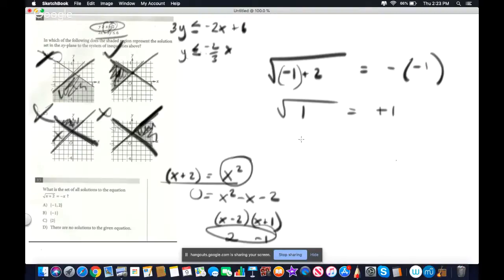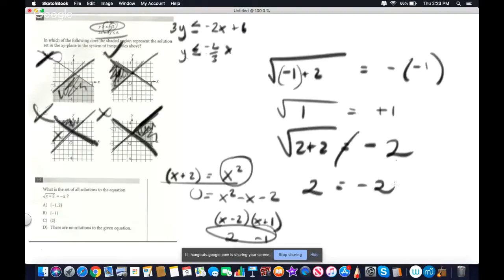That's true. So I bet if we do negative 2, or I'm sorry, positive 2, this will probably not work. Square root of 2 plus 2, does that equal negative 2? Of course not. Square roots are only positive numbers. So this is wrong. 2 does not equal negative 2.